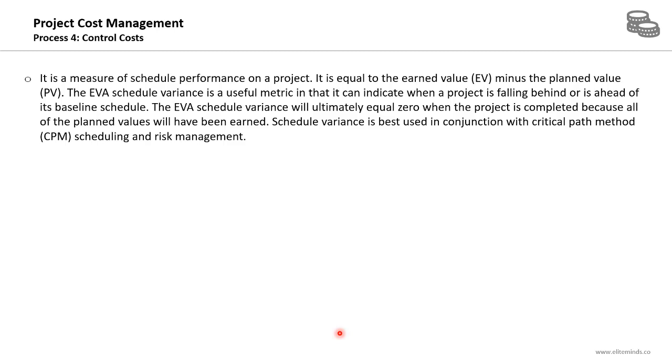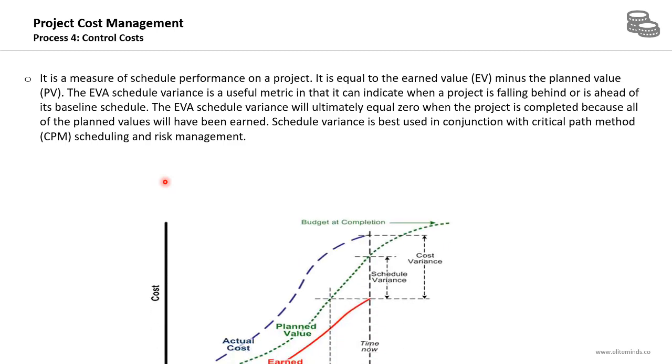The earned value analysis schedule variance is a useful metric in that it can indicate when a project is falling behind or is ahead of its baseline schedule. It will ultimately equal 0 when the project is completed because all of the planned values will have been earned. So at the end of the project, the schedule variance will definitely be 0. Schedule variance is best used in conjunction with the critical path method, scheduling, and risk management. So there should be a combination of the earned value analysis schedule variance with the critical path method we covered in the schedule management knowledge area and the risk management activities.